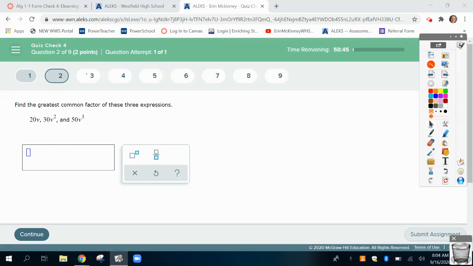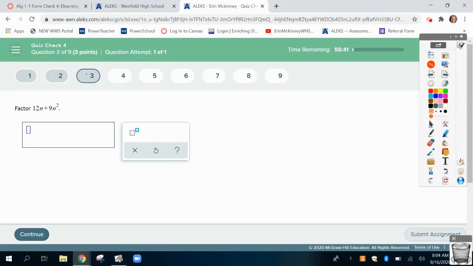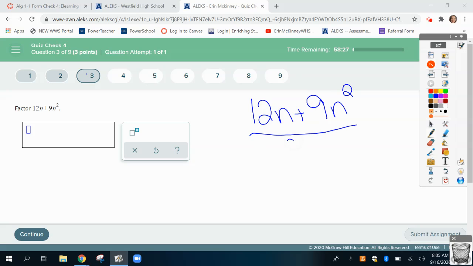Number 3, okay, so this one's asking us to factor out, okay? And when we factor, right, according to our rules, the first thing that we're going to try and do is look for a GCF. That's always step 1. So can we find a GCF of 12 and 9? The answer is yes. Okay, they're both divisible by 3.